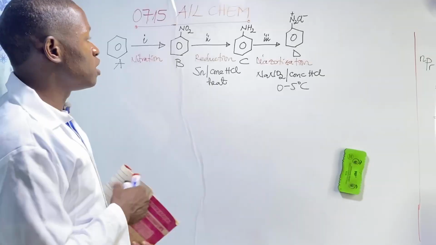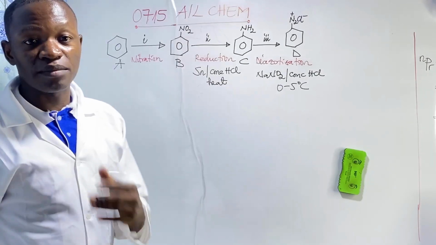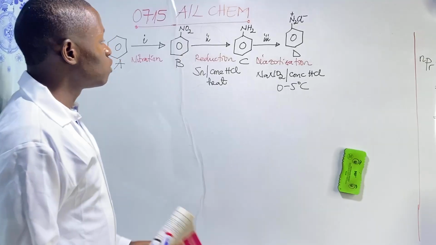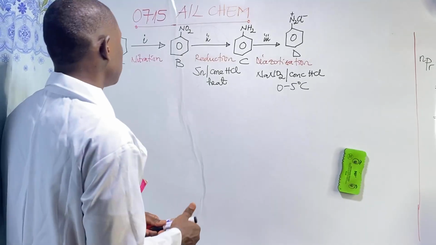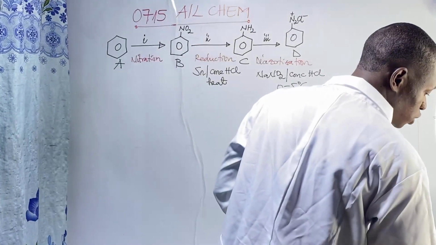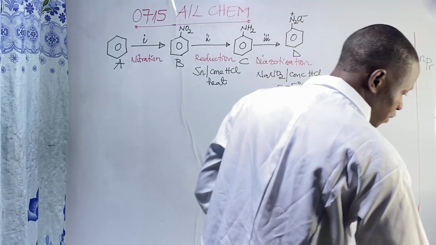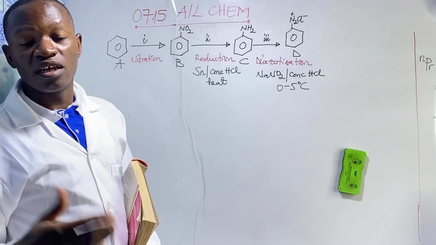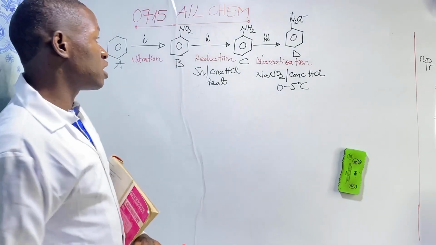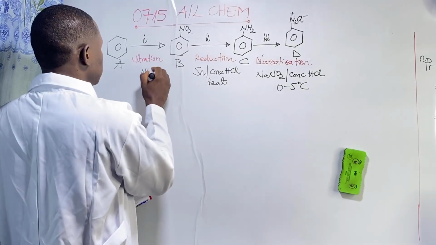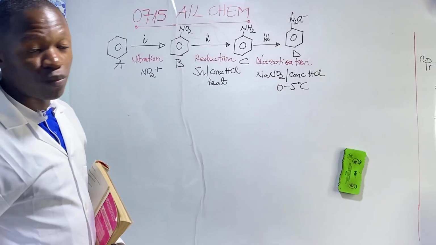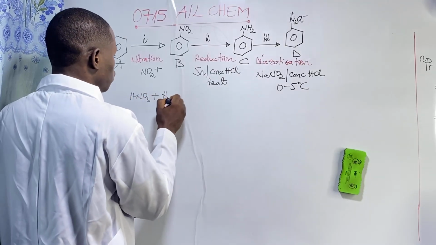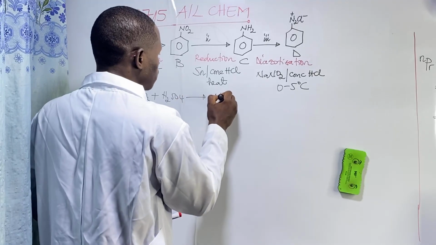Now, the next question says: outline the mechanism for the conversion of benzene to nitrobenzene. The reaction takes place by electrophilic substitution. Let's write the mechanism of the nitration of benzene. First we are going to show how the electrophile is formed. The electrophile here is the nitronium ion, NO2+.